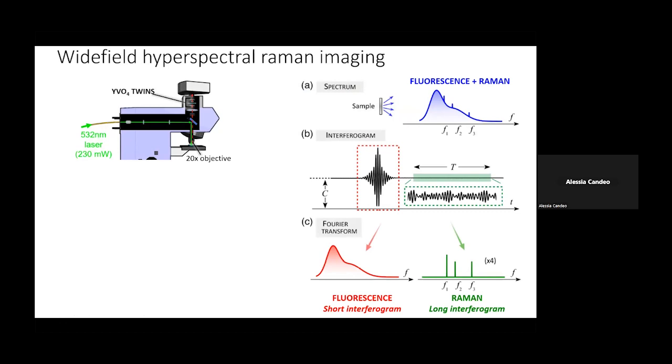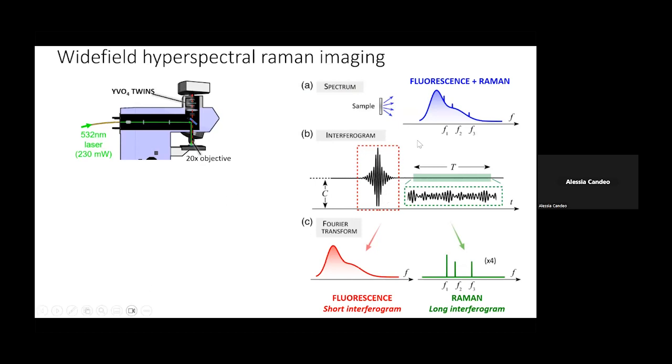In fact, a wide bandwidth signal like the fluorescence one has interferograms that are quite short, or at least they finish very early. After a few cycles, they are done. The interferogram is very short. But the Raman signal, which is very narrow, has a very long interferogram, okay? Because from the interferogram point of view, the signal lasts for very long, so it's present even at very large delays.